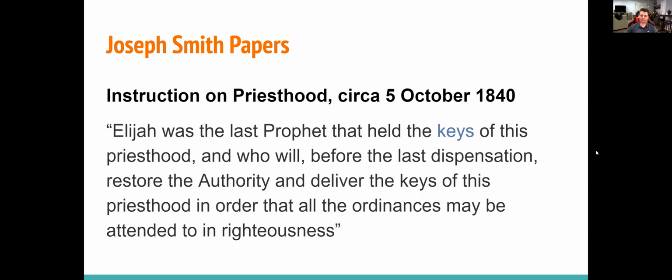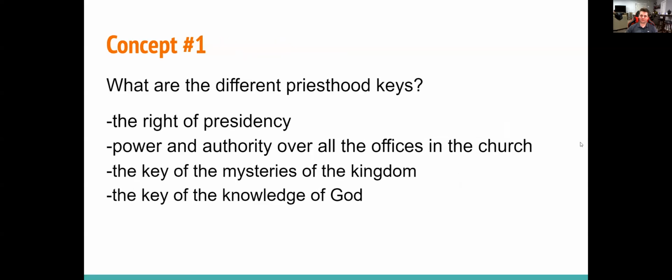So my quote from the Joseph Smith Papers is from Instructions on Priesthood, which is from the 5th of October, 1840. And it said, "Elijah was the last prophet that held the keys of this priesthood, and who will, before the last dispensation, restore the authority and deliver the keys of this priesthood, in order that all ordinances may be attended to in righteousness." And what this is basically saying is the importance of the Melchizedek priesthood again, but specifically Elijah the prophet. Without Elijah, we wouldn't have the priesthood keys we have today. But it's just saying how through all of the church, the keys of the priesthood are really needed in order for the church to function.